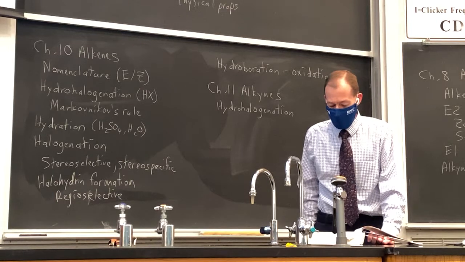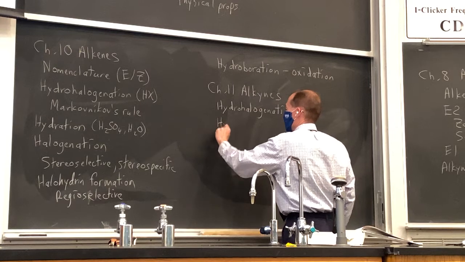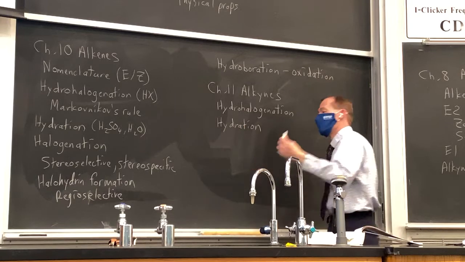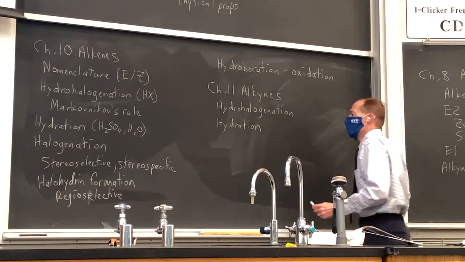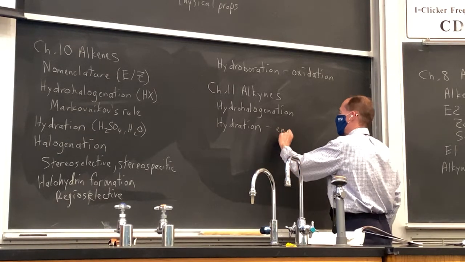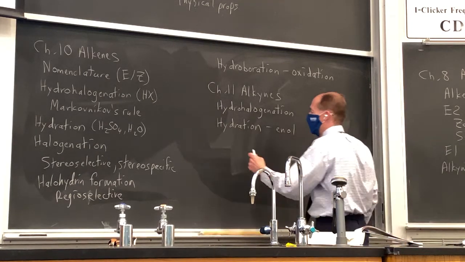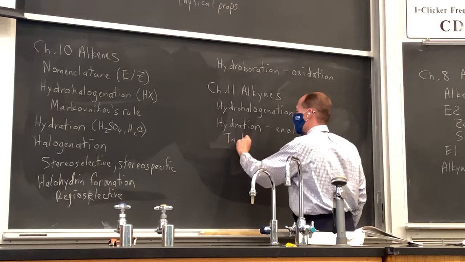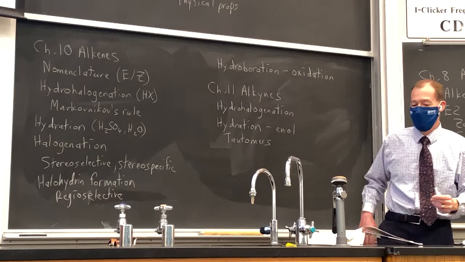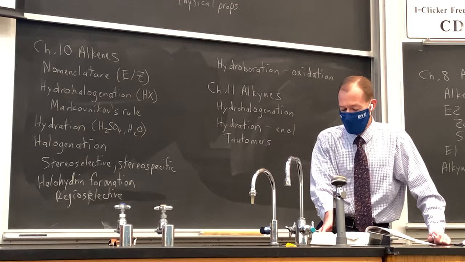Then we had the hydration. The hydration of an alkyne, and remember we used mercury for that reaction. And something else we learned when we learned about the hydration is we learned about the enol intermediate, and we learned how that would undergo a tautomerization. So we learned about tautomers, constitutional isomers that are in equilibrium with each other. So that's an important concept to remember.